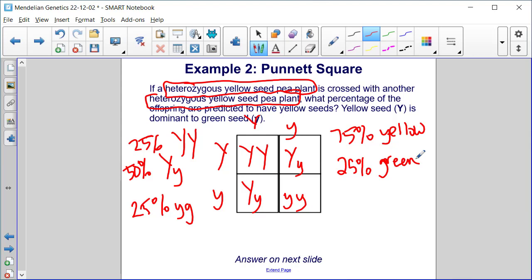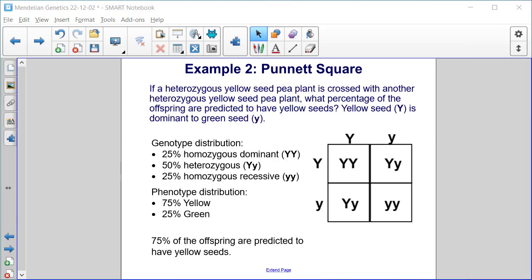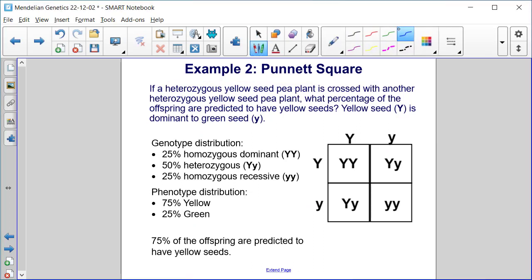So what percentage of the offspring are predicted to have yellow seeds is the question. And the answer is 75%. So this slide summarizes everything that we talked about on the previous slide. But again, just to answer the question, what percentage of the offspring are predicted to have yellow seeds? 75% are predicted to have yellow seeds.